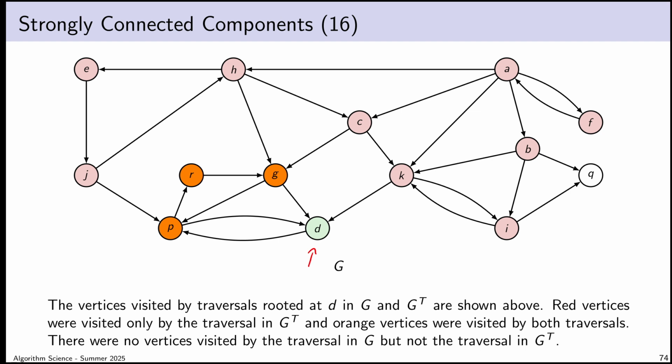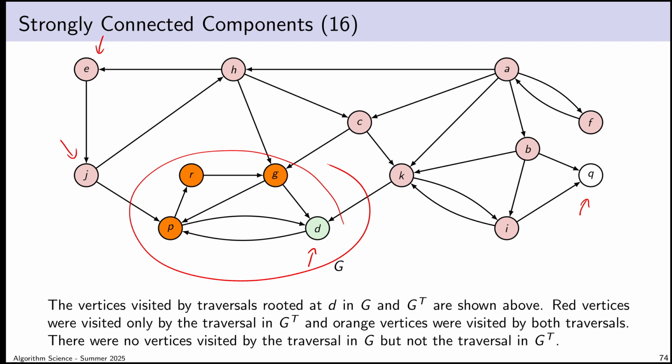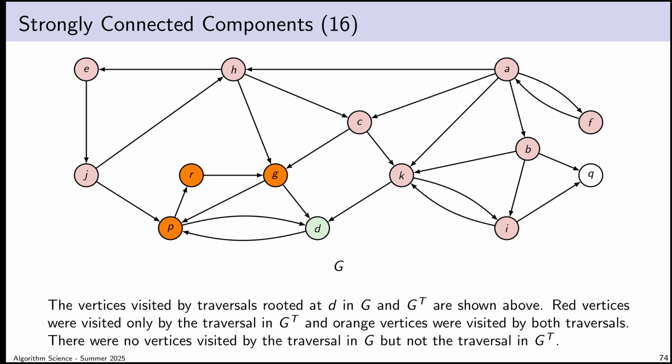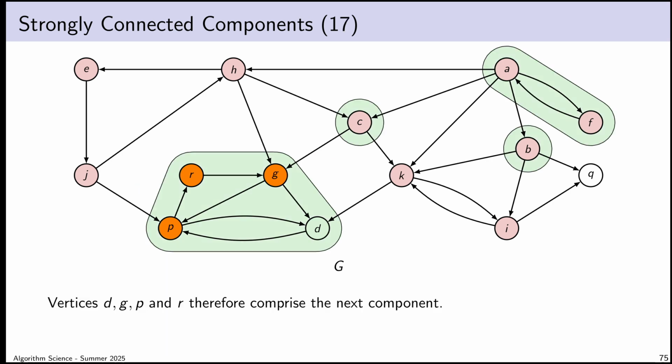Okay, so if I do a traversal rooted at vertex D in my original graph G, it turns out the only vertices visited by that traversal are these ones. And if I do a traversal rooted at vertex D in G transpose, I actually visit everything. So all the red vertices, or everything except for Q somehow. The red vertices are vertices visited by my traversal in G transpose only. And vertex Q is actually inaccessible in G transpose because in G transpose, Q has no inbound neighbors. It has inbound neighbors in G, but not in G transpose. So the only vertices that were visited both by a forwards traversal in G and a traversal in G transpose are the ones in orange and D itself. So those get wrapped up into my next component.